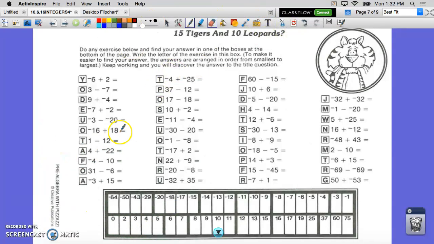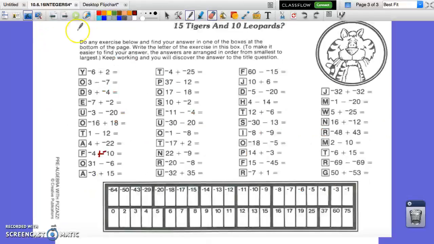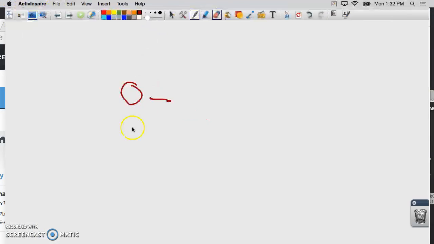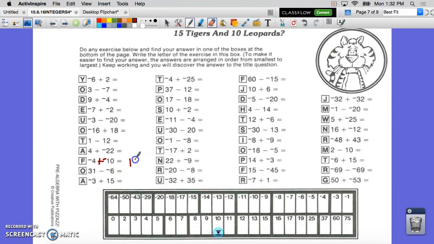Okay. And here we go. F. Subtraction problem. Change it to addition. Change the sign of the second digit. Notice the 10 is already positive, so you must change it to a negative. And what you have here is a negative plus a negative. Don't forget the rules. Negative plus negative is a negative. Just add. People tend to forget that one a lot. So if I just add, it's going to be 14. Keep that negative sign in front of it. So F is negative 14.